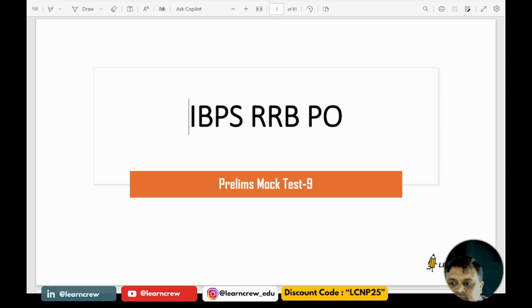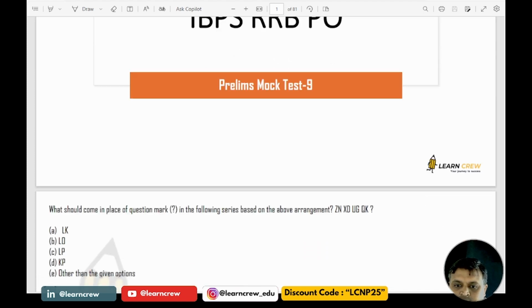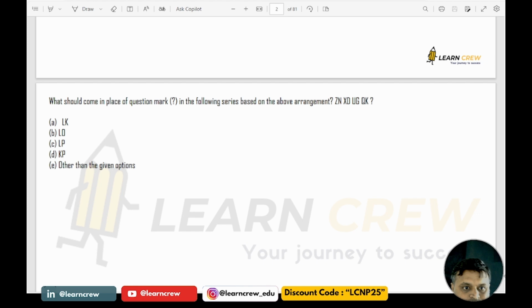Hi everyone. So today we are going to discuss IBPS RRB PO prelims mock test 9 paper explanation. So here, first question: what should come in place of the question mark in the following series based on the arrangement?